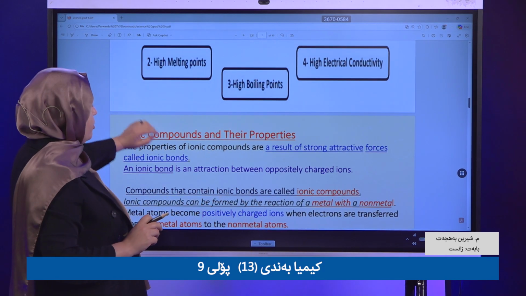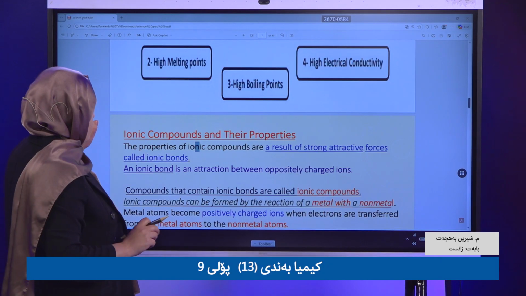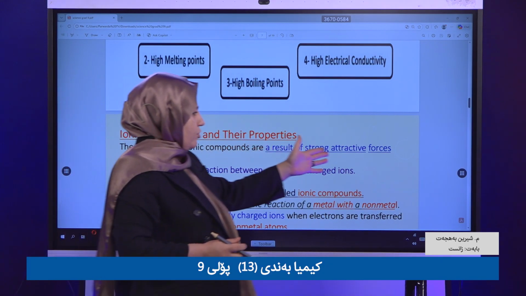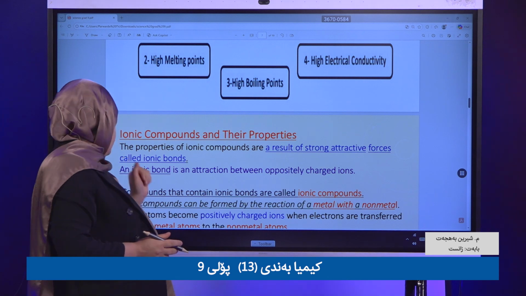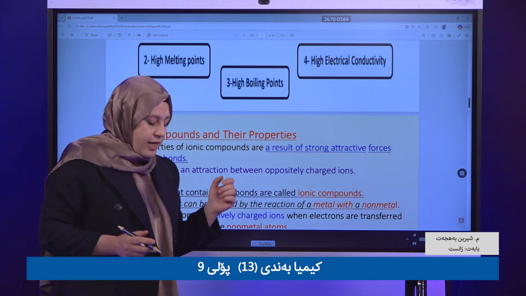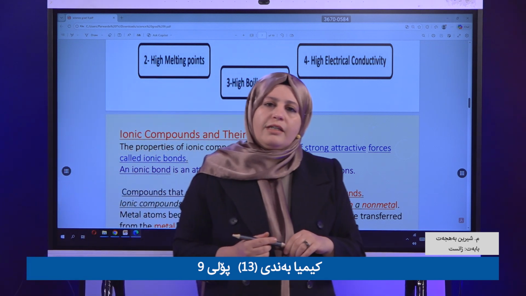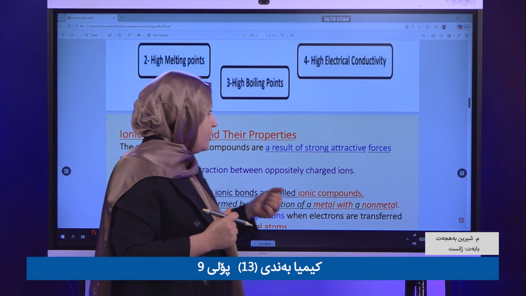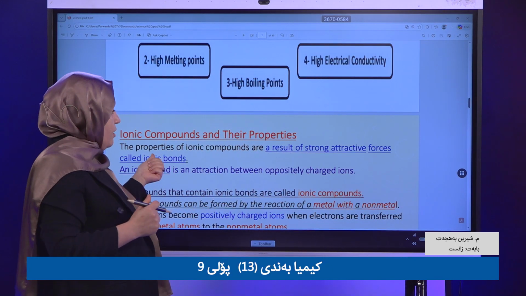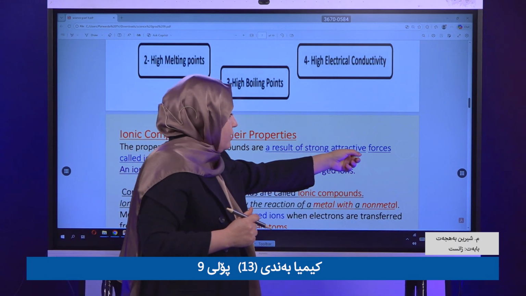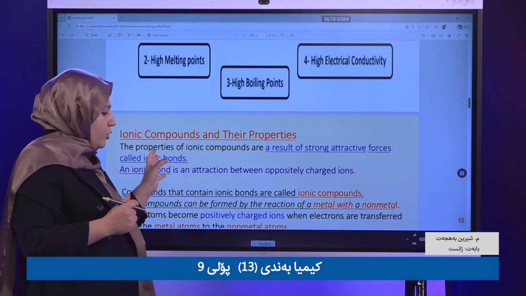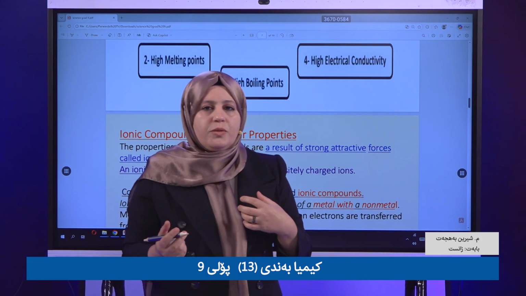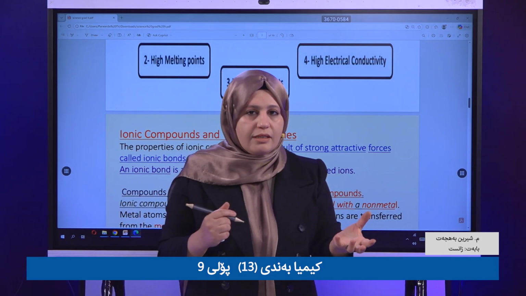Ionic compounds and their properties. The properties of ionic compounds are the result of the strong attractive force called the ionic bond. Any ionic compound has a strong attractive force between the ions, called an ionic bond. Why is it very strong? Because an ionic compound is formed between a metal and a non-metal.